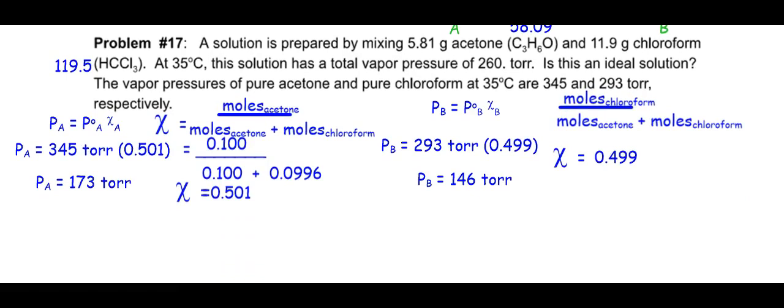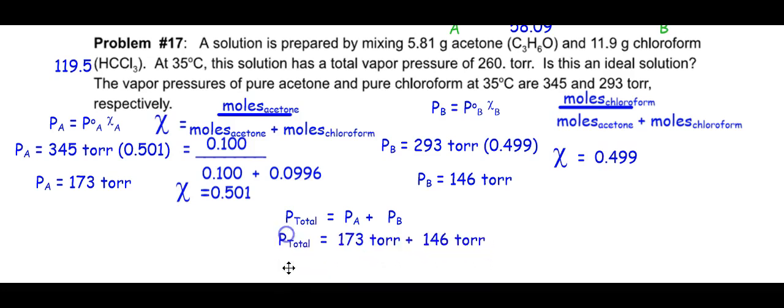That's not what they asked for. What are the partial pressure of acetone? What's the partial pressure of chloroform? But I do need to know those in order to do this, right? So what is the total pressure? Well, it's equal to PA, or the acetone, plus the partial pressure of the chloroform. So I'm going to add these two together.